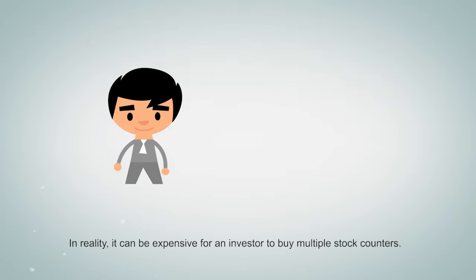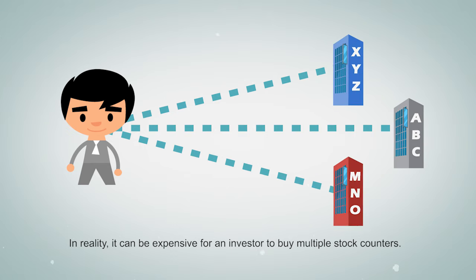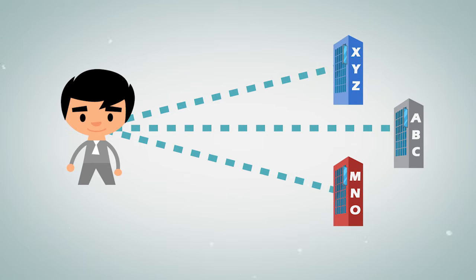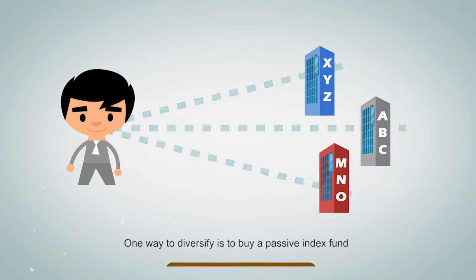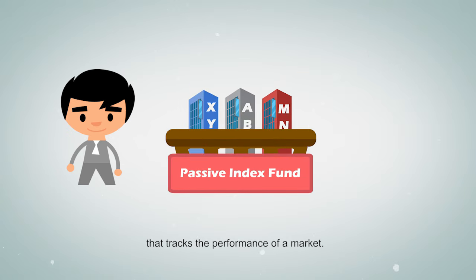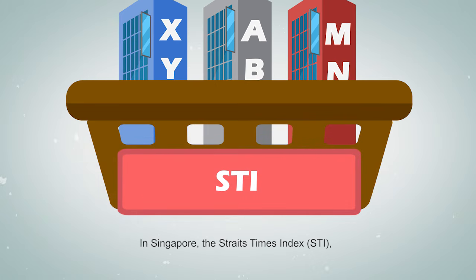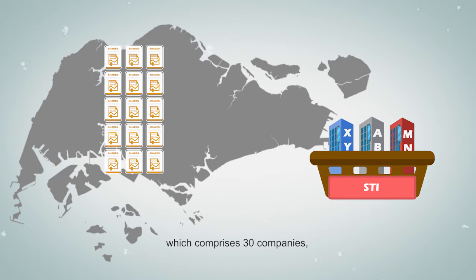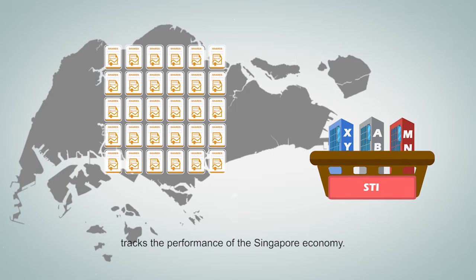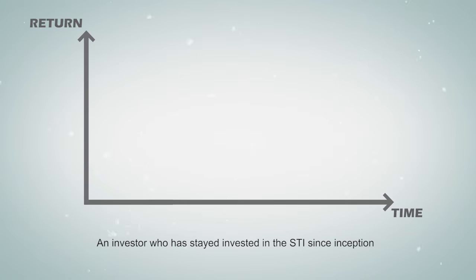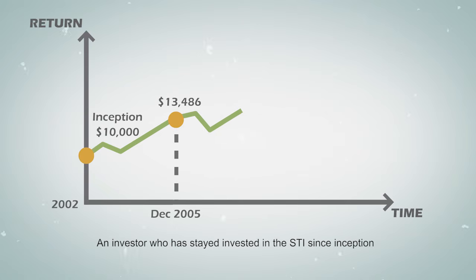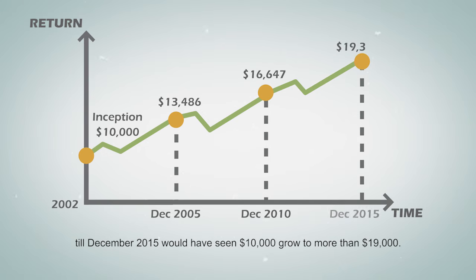In reality, it can be expensive for an investor to buy multiple stock counters. One way to diversify is to buy a passive index fund that tracks the performance of a market. In Singapore, the Straits Times Index, or STI, which comprises 30 companies, tracks the performance of the Singapore economy. An investor who has stayed invested in the STI since inception till December 2015 would have seen $10,000 grow to more than $19,000.